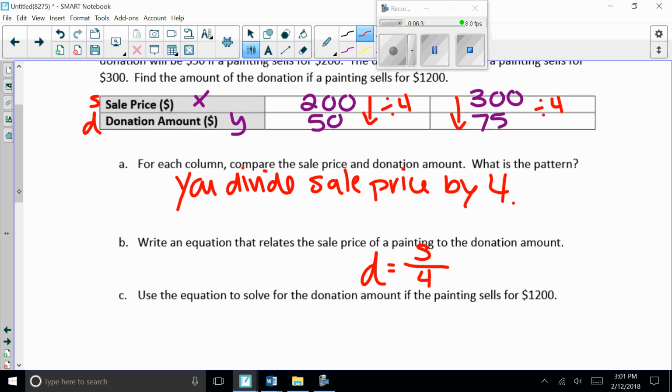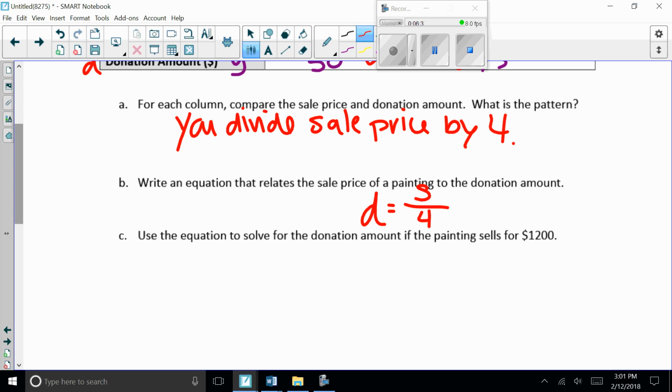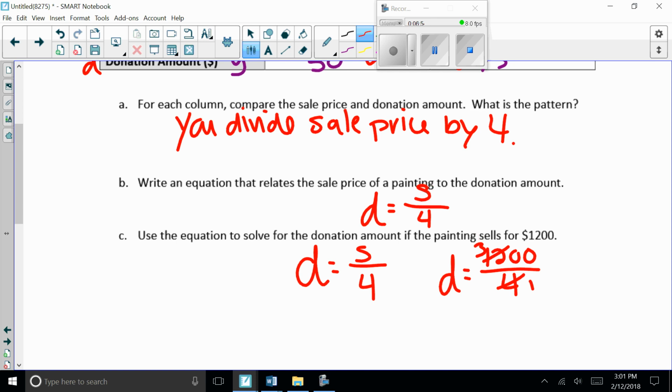So we're going to use our equation. Instead of trying to fill in the table, we're going to use our equation. So D equals the sale amount divided by 4. That means that D equals 1,200 divided by 4. I know that 4 goes into 12 3 times, so that leaves me with 300. So the donation amount is going to be $300.